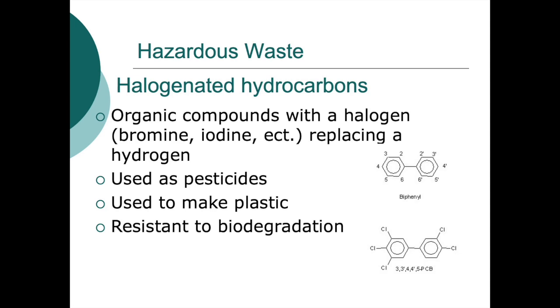Now, there is some waste that we must be careful with, and those would be our hazardous wastes, such as the halogenated hydrocarbons. Again, we use these in pesticides. We use these to make plastics. They do not break down, and that's what we mean by them being persistent. They stay there for a very, very long period of time, doing their damage until basically the end days. These don't break down at all.